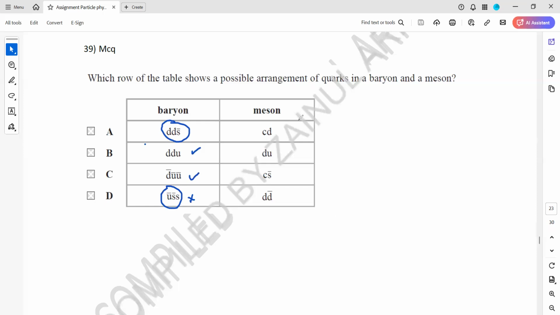But when we check the meson, a meson is a combination of a quark and an anti-quark, but not an identical one. That means a quark and an anti-quark should be there. So when we check, this is a combination of two quarks. This is a combination of a quark and an anti-quark. That's why C is the right answer.